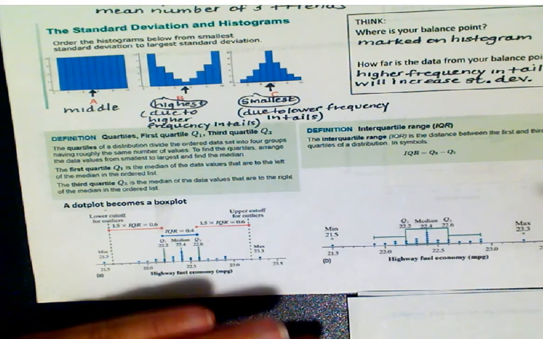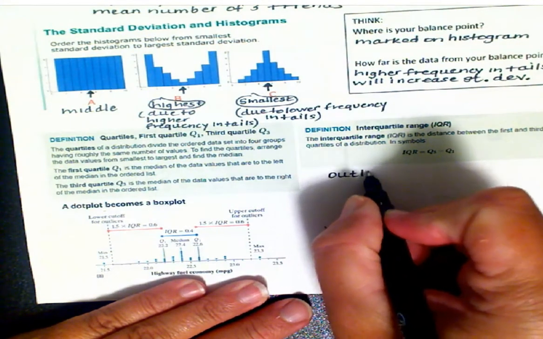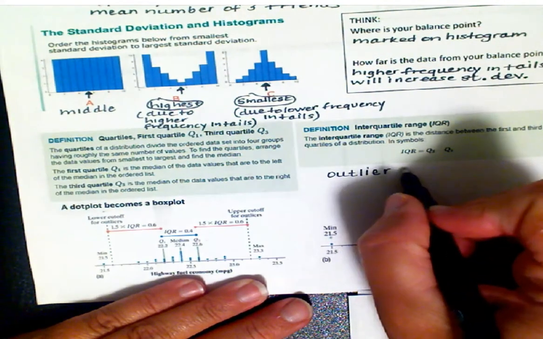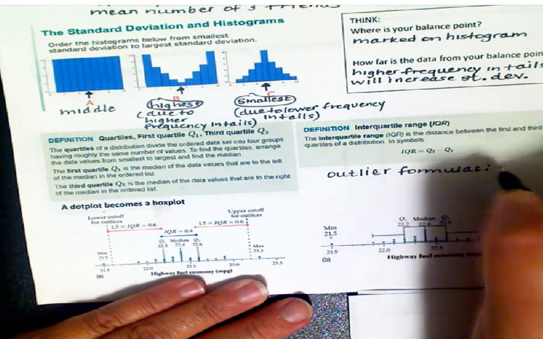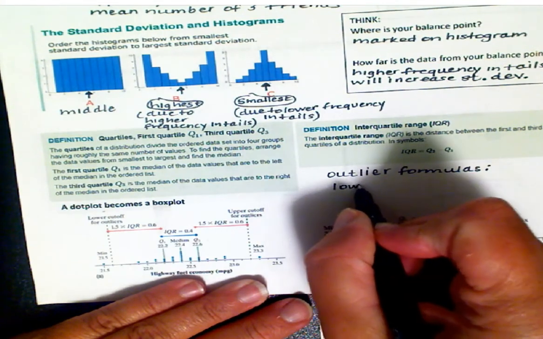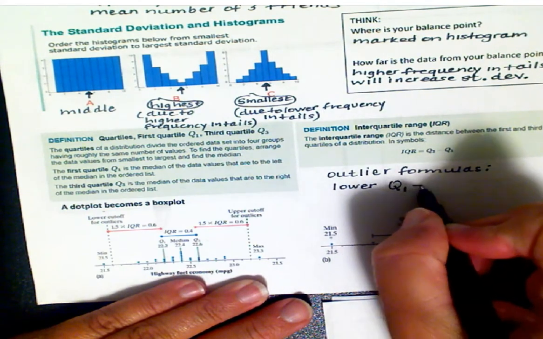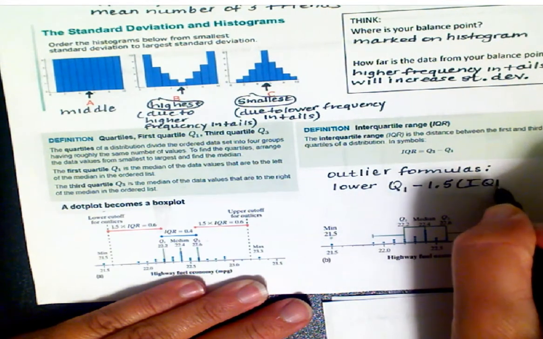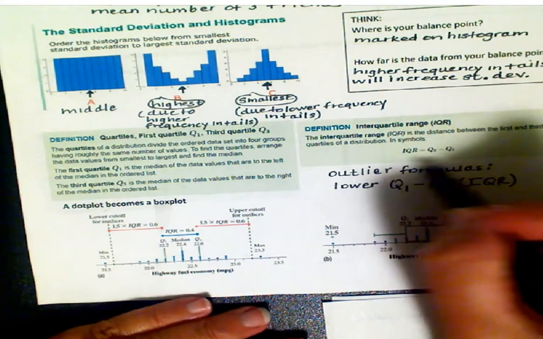Okay, so the next thing we're going to talk about is how do you figure out if you have an outlier. There is actually a formula that you will have to use to determine if you have an outlier or not. Okay, and this is the formula. To find the lower outliers, you take whatever Q1 is and you minus 1.5 times the IQR. So you've got to have these values. Okay, you've got to have Q1. To find the IQR, that's the formula.